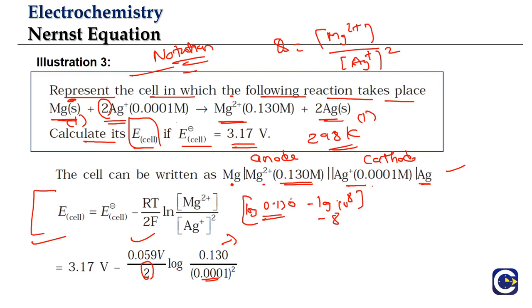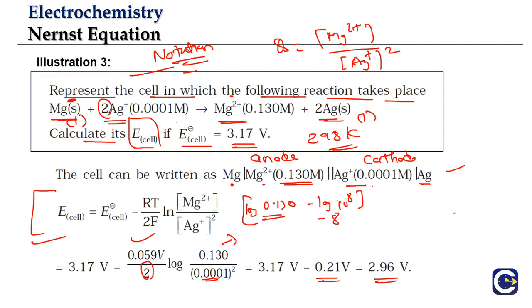And then finally the entire value of this expression will come as 0.21 volt. So after simplification, we will get the entire value of the logarithm to be 0.21. As a result, the total cell EMF will be 3.17 minus 0.21, which is 2.96 volt. So this is how we can solve problems like this based upon the Nernst equation.